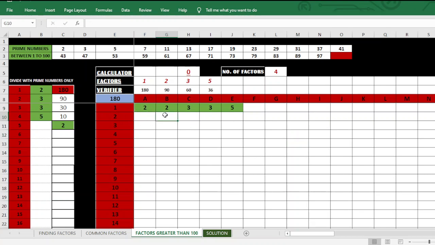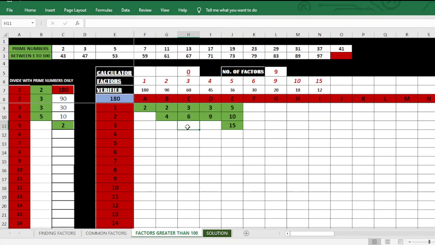2 times 2 should give us 4. 2 3 should give us 6. 2 5 should give us 10. We are done with our 2. Let's put our 3. 3 3 should give us 9. And then 3 5 should give us 15. This brings us to the end of our base factors. Now let's move to our second resulting answers, and then we work with them also.